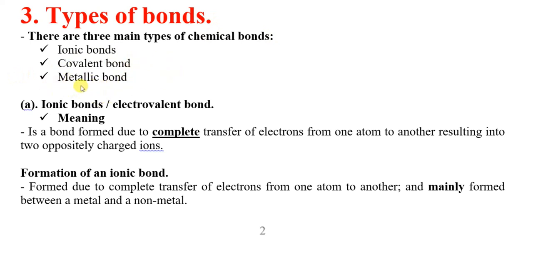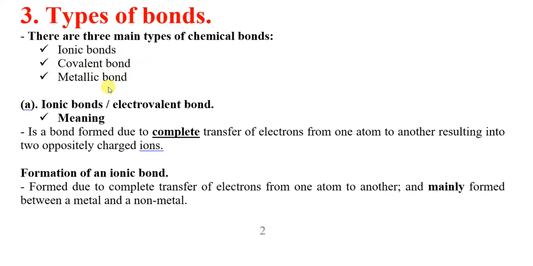So you could be worried, where is dative bonding? Where is the coordinate bond? Coordinate is a type of covalent, therefore we don't include it. It is not a separate type. We have only three major ones: ionic bonding, covalent bonding, and metallic bonding. Those are the major bonds that we have.